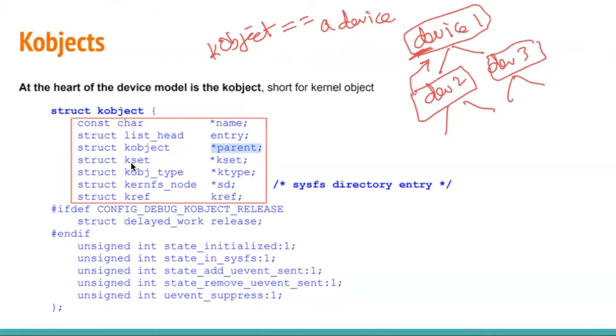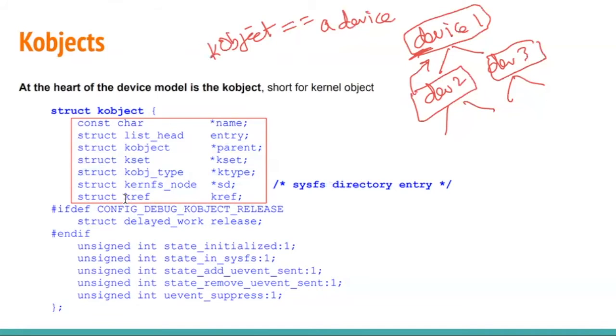And this is a Kset and k object type. These are two other important structures. These are part of the k object structure, and we will discuss these two structures in coming slides. This is important for the file system, the Sysfs file system, which we will see in a coming slide. So this entry tells where this device will be listed in the Sysfs directory structure.